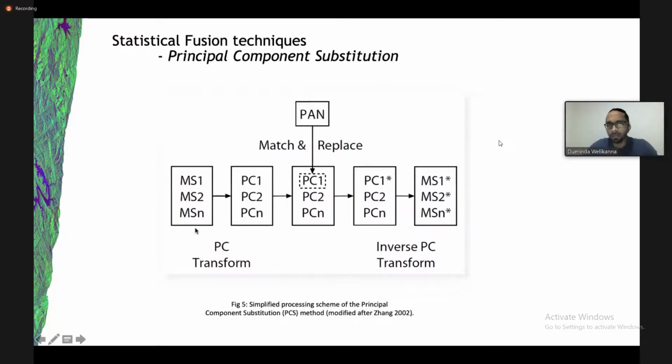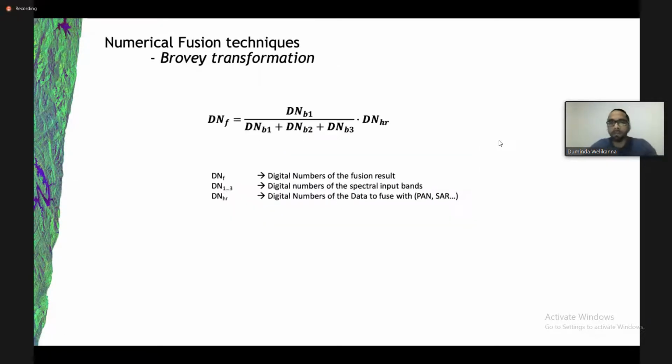Now here, a principal component. We convert the image into principal component 1, 2, and 3. Say it is 3, right? Then the first principal component is replaced by another image, and then we retransform, or do the inverse PC transformation, to get the set of images. This is another type of fusion.